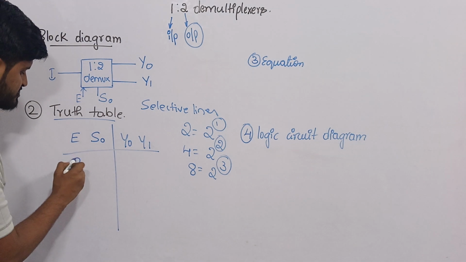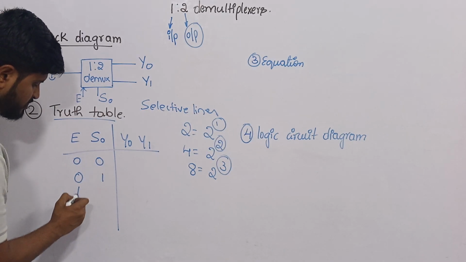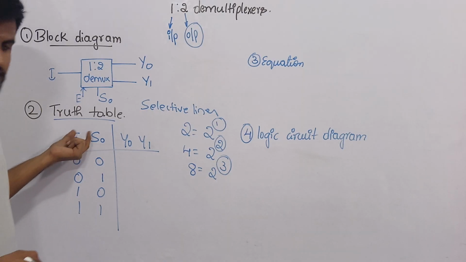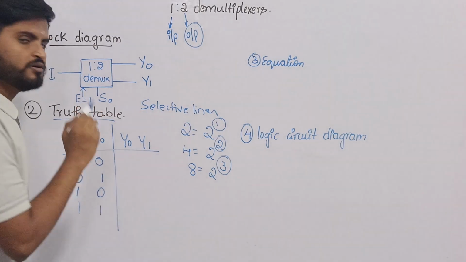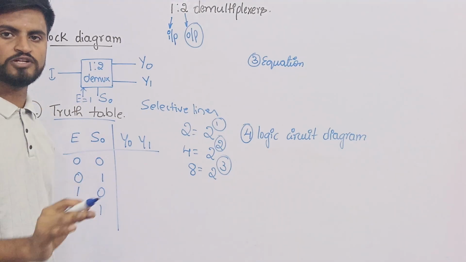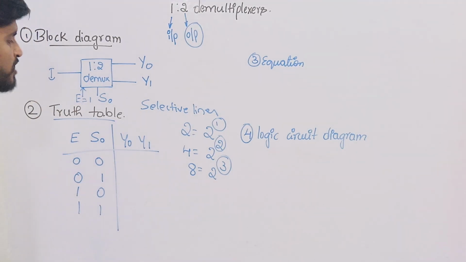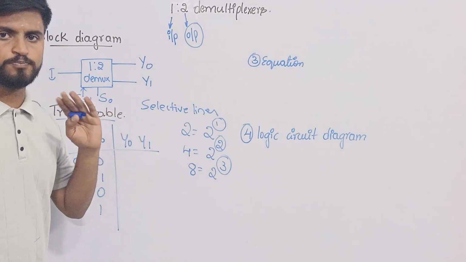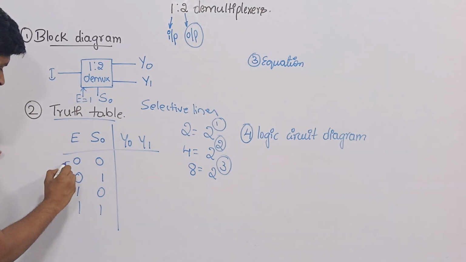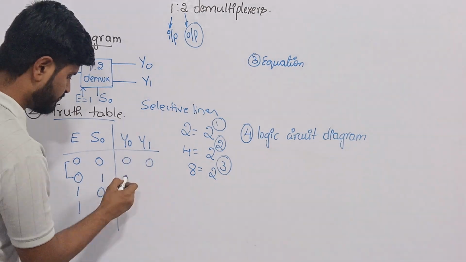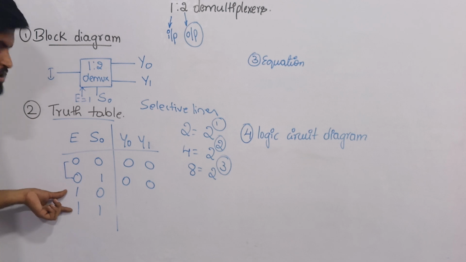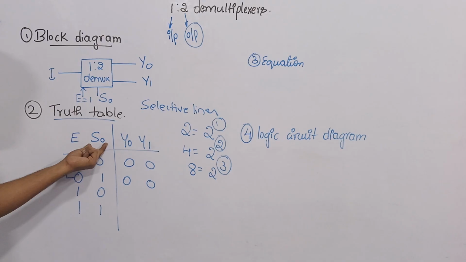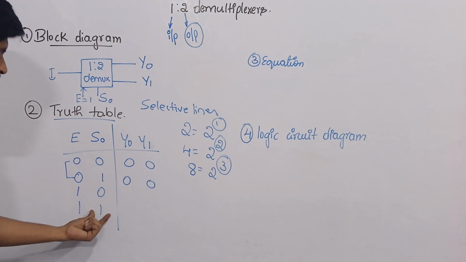Since I have these inputs, my possible combinations are 00, 01, 10 and 11. I already said that when the enable value is equal to 1, then only the circuit will be in the on state and you can do the operation. Whenever the E value, that is the enable value, is equal to 0, no operation will proceed. When the enable value is equal to 1, the operations will be done, and here S0 value is equal to 0 and here it is 1.